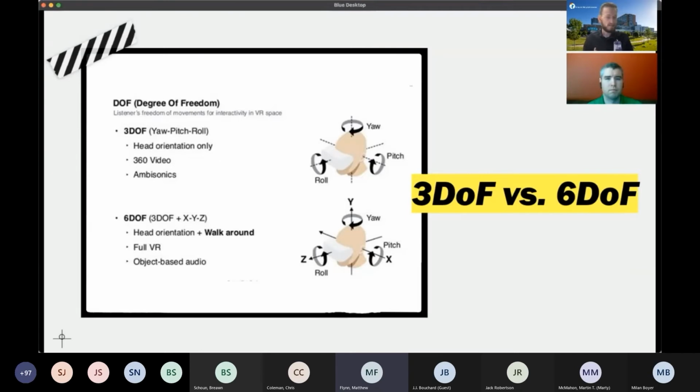6 DOF headsets, on the other hand, have the same kind of tracking as 3 DOF headsets, but they have an extra layer of tracking on the X, Y, and Z axes, as you can see in the lower right-hand image, that actually allow you to get up and move around a virtual environment. 6 DOF headsets are much more akin to real life movement and lend themselves more to greater immersion.